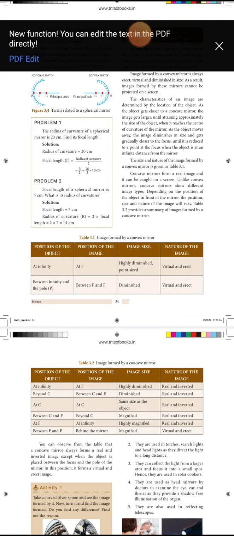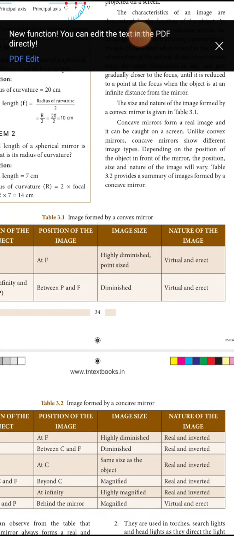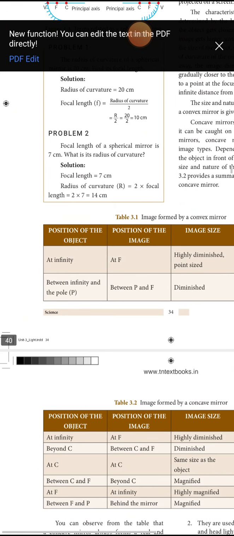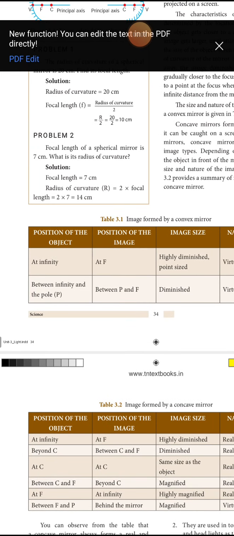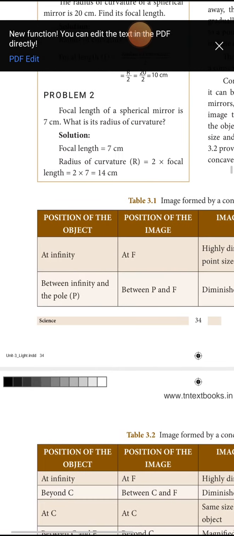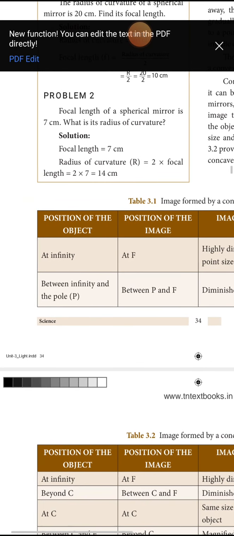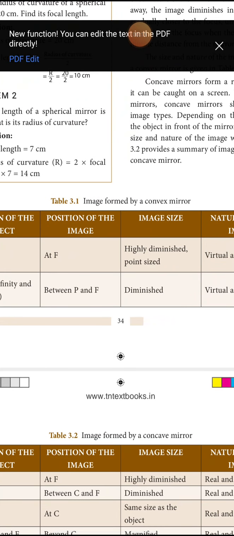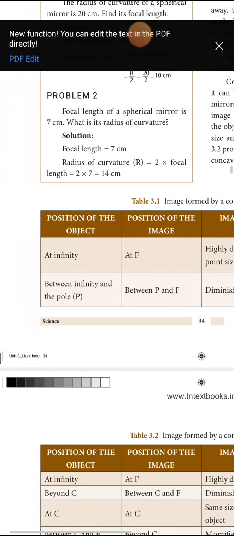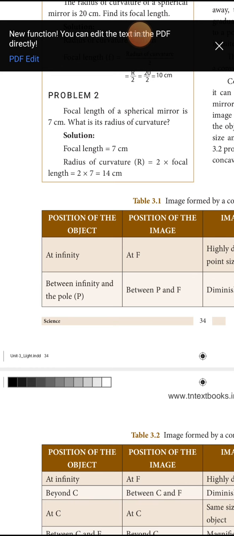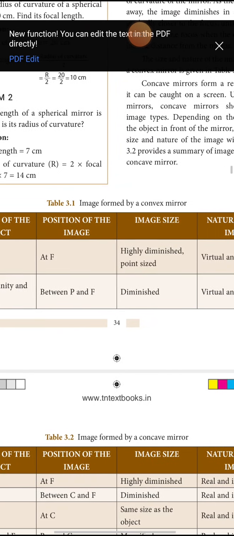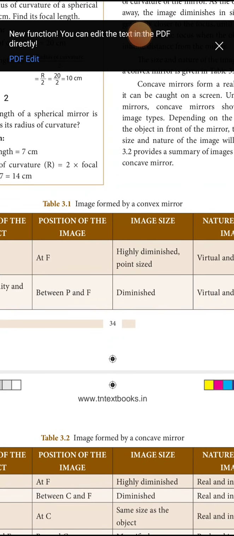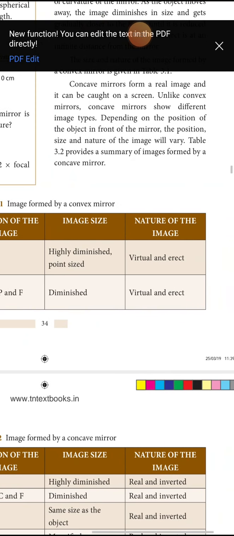In the last two videos, we had seen about the images formed by the concave mirror. In the same way, for the convex mirror, the images will be formed at only two positions. One is when the object is placed at infinity, the image formed will be at f. We already know that any object at a far distance will be viewed by us as very small, a highly diminished point size.